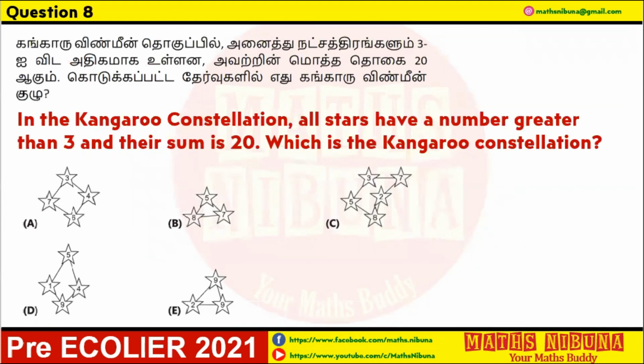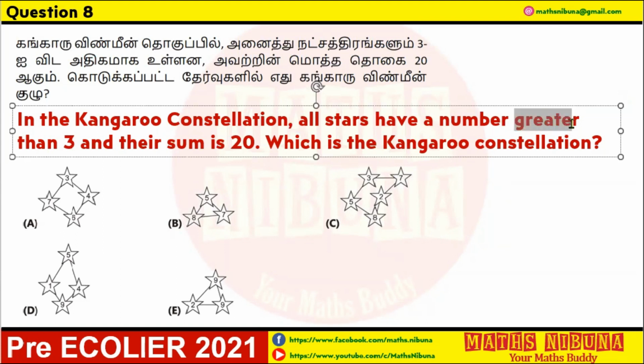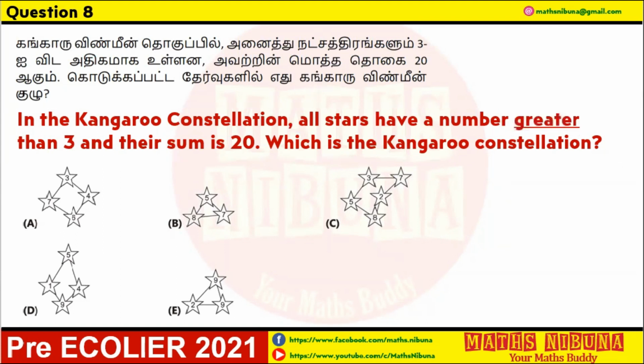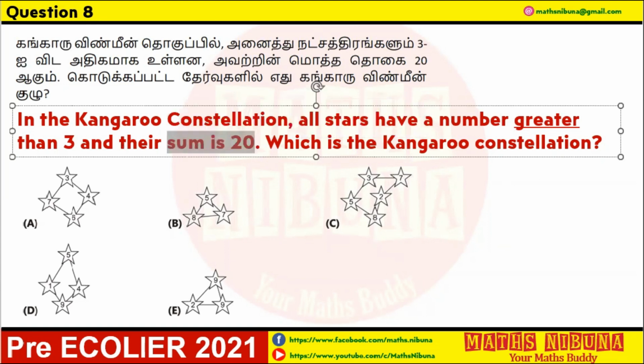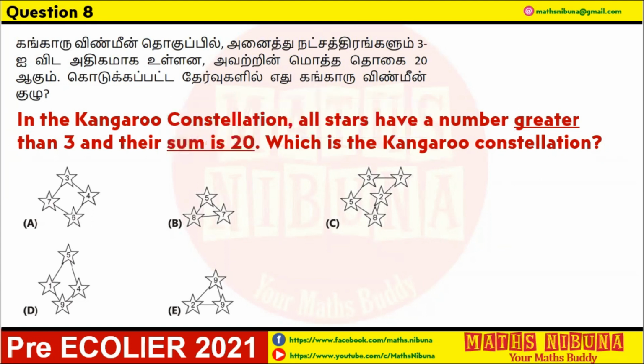Question number 8. In the kangaroo constellation, all stars have a number greater than 3. That means more than 3. When they say greater than 3, we cannot take 3. We must take more than 3: 4, 5, 6, 7, and all the numbers. And the next one, they say the sum is 20, which is the kangaroo constellation.